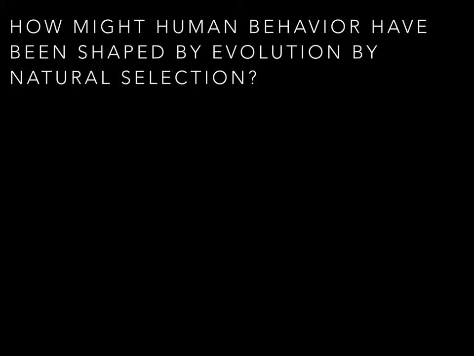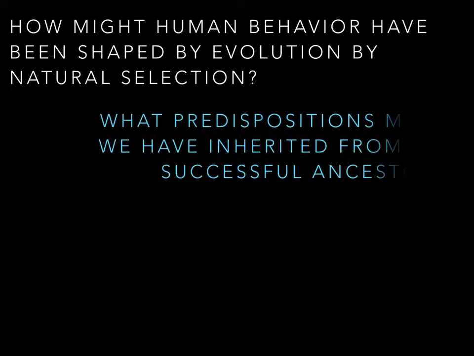But a simpler way to ask that question for now is, what predispositions might we have inherited from our successful ancestors? And when evolutionary biologists use the word successful, they mean successful in terms of reproduction and survival. Which individuals in the past survived to adulthood and then successfully reproduced? Individuals with those characteristics that make them successful have left ancestors today. So what types of behavioral predispositions might they have had that we have inherited as a result of their success?